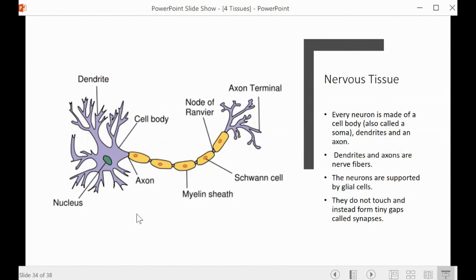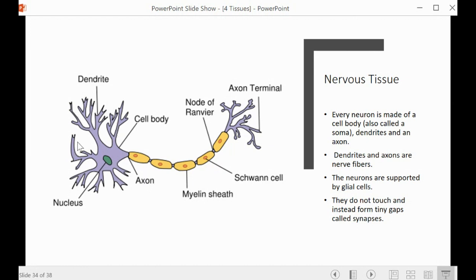Nervous tissue is found in our nervous system, so our brain, our spinal cord, as well as our nerves. Okay, our peripheral nerves coming off of our spinal cord. Every neuron is made up of a cell body. This is the cell body right here. The cell body is also called a soma, S-O-M-A.